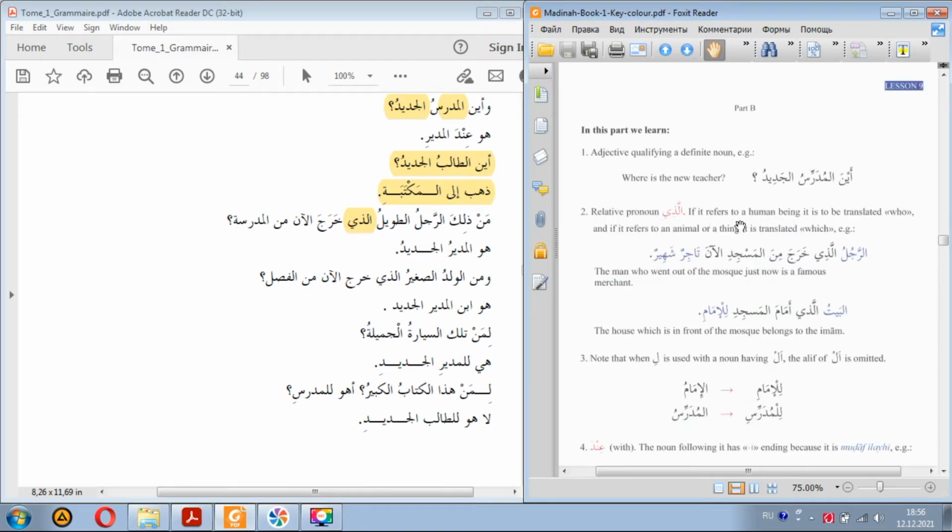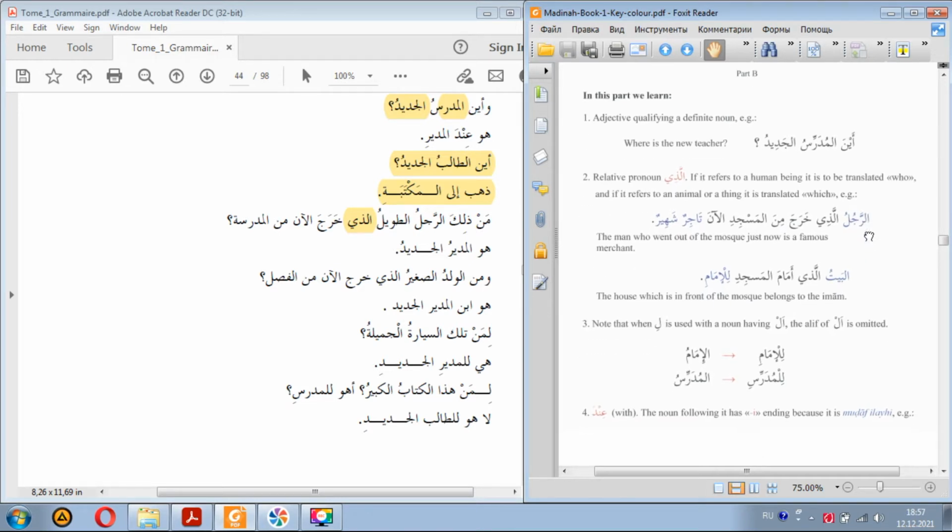If it refers to a human being, it is to be translated as who. If we are referring to a human being, we translate this الذي as who. But if we refer to an animal or a thing, it's translated as which. So this الذي has two translations, who or which, depending on the context. Like الرجل, he's a human being, and therefore الذي is translated as who.